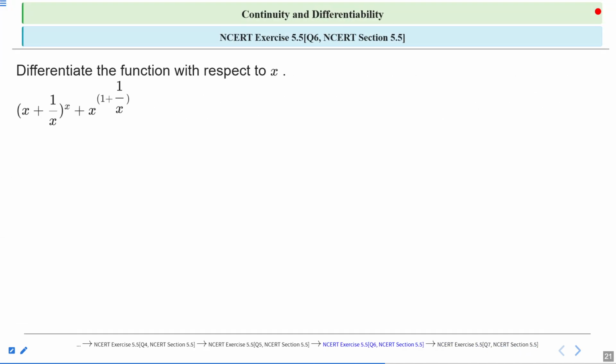Next question is NCERT exercise 5.5, question number 6. Differentiate the function with respect to x, and the function is (x plus 1 by x) to the power x plus x to the power (1 plus 1 by x), right? We have to basically differentiate this. You have 1 minute 20 seconds to solve or think about this question. After that, we'll move to the solution part, right?